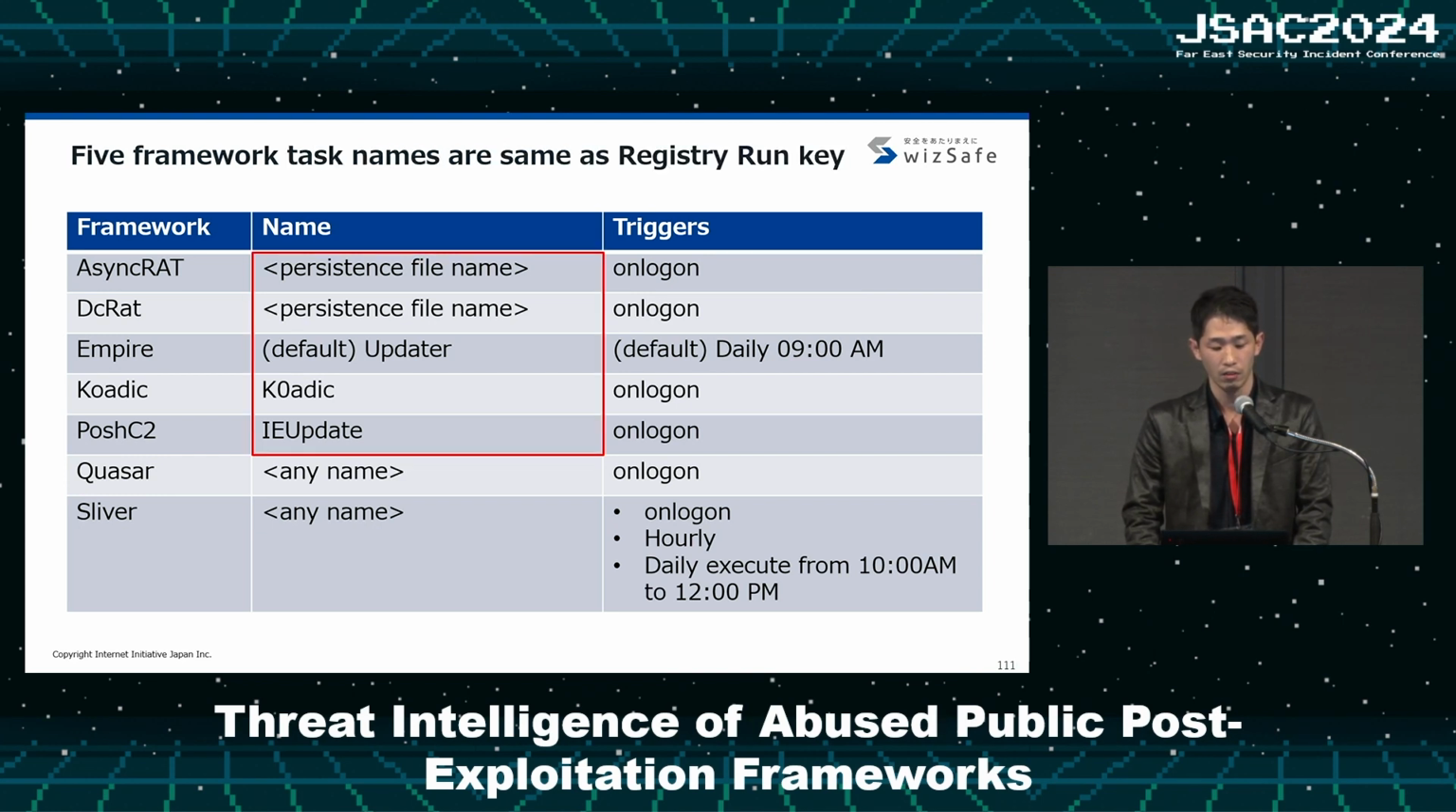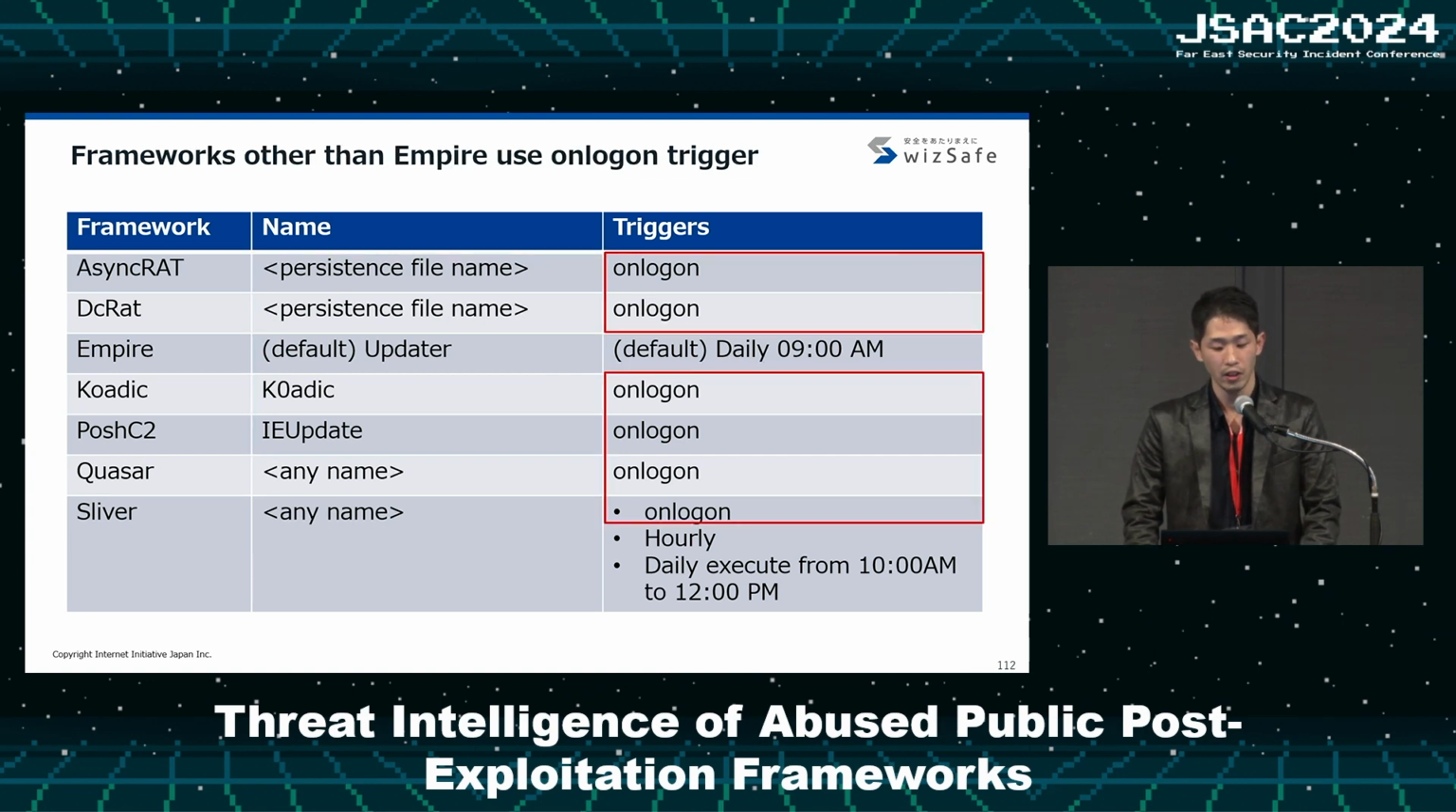For the async to base up Empire and Post C2, the run key uses the same name. Multiple techniques are used, but similar names and data are used and reused. This is one of the uniqueness. When you look at the trigger, other than Empire, these are for any user, and it executes when they log in.